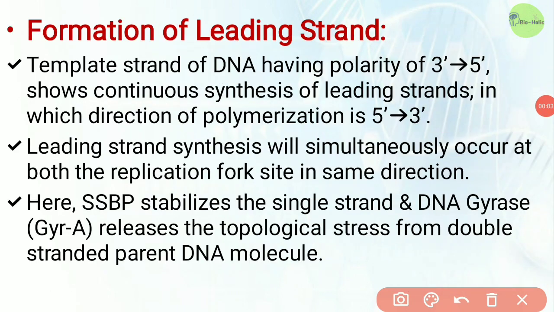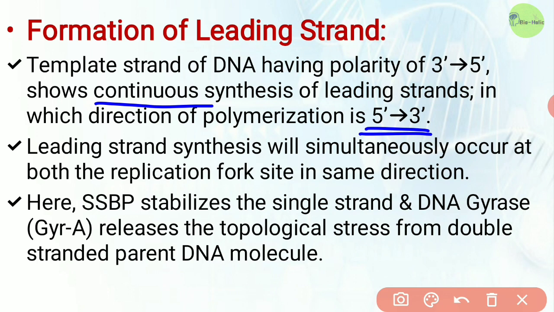So by elongation, two kinds of strands can form, namely the leading strand and the lagging strand. So the template strand of DNA which has the polarity of 3' to 5' shows continuous synthesis of the leading strand, in which the direction of polymerization is 5' to 3'. Okay. And leading strand synthesis will simultaneously occur at both replication fork sites.